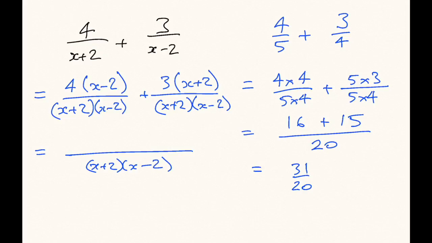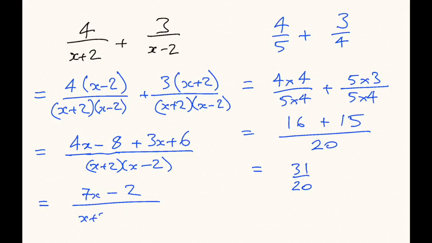And then what we need to do on the top is multiply through. So the top here is going to be 4x plus 8, and this one's going to be plus 3x plus 6. And that's not plus 8, it's minus 8, because x minus 2. And then we can collect like terms on the numerator. We should have 7x minus 2 over x plus 2, x minus 2. And you can leave it like that.